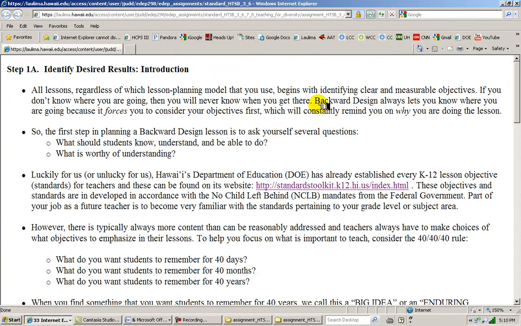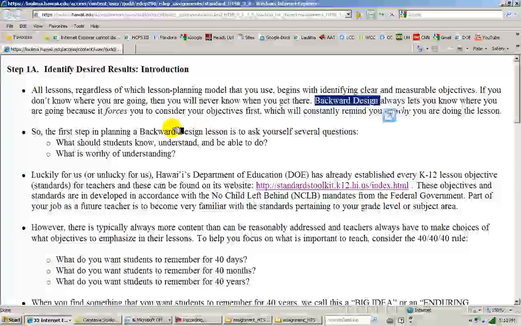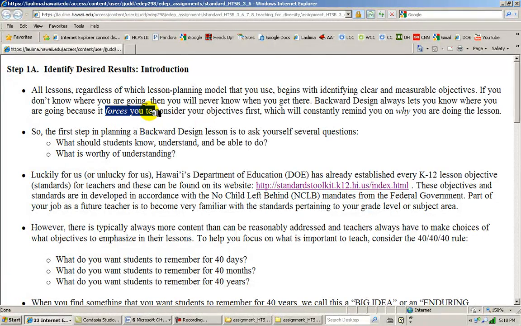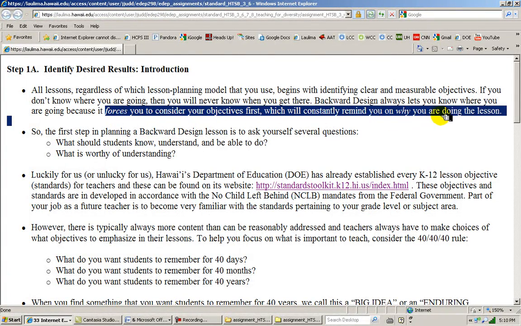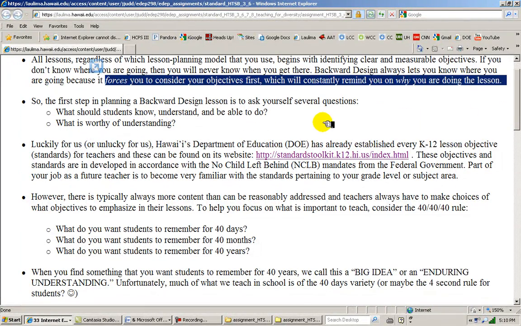We do this in a way called backwards design, because usually a lot of instructors try to find the instructional activities first and then why they're doing it second. In backwards design, we start with the objective first because it forces you to consider why you're doing the lesson throughout the whole decision-making process and the development of your lesson plan.